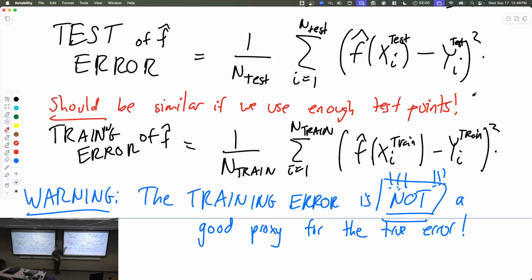Does someone see why the training error would not be a good proxy, even though the test error is, and their formulas are very similar? What's the deal? Why is the training so different than the test? They're both points, right? Why does it matter which one is which? Why should it matter so much? Why should it be such a big difference?